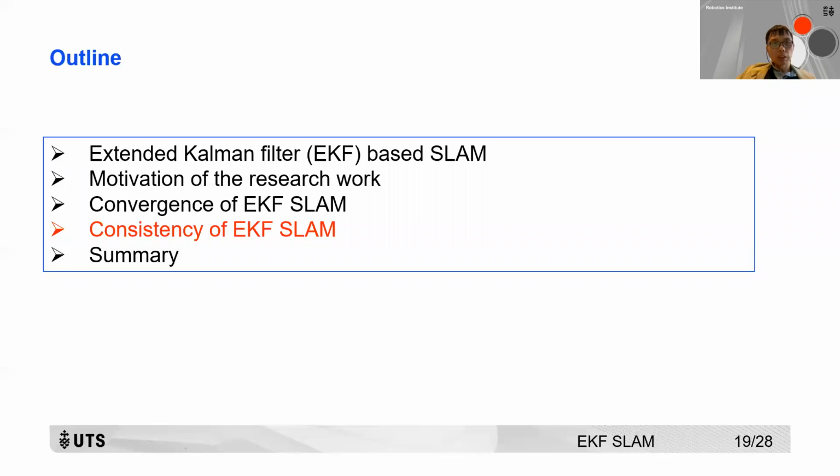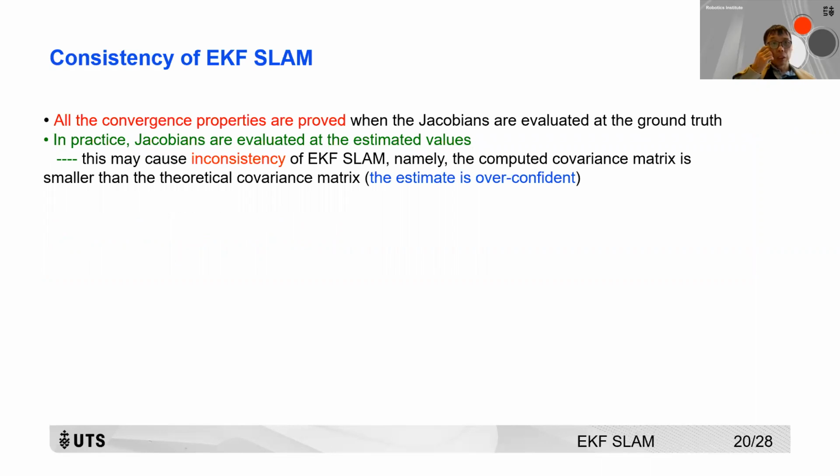And now I will talk about consistency. The proofs of the convergence properties are only possible when the Jacobians are evaluated at the ground truth. But in practice, in the extended Kalman filter, the Jacobians are evaluated at the estimated values. And this may cause inconsistency. The inconsistency means the covariance matrix computed by EKF is smaller than the theoretical covariance matrix. In other words, the estimate in EKF SLAM is overconfident.